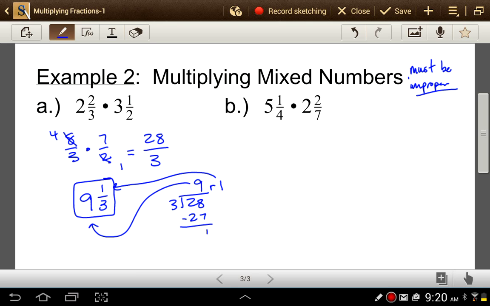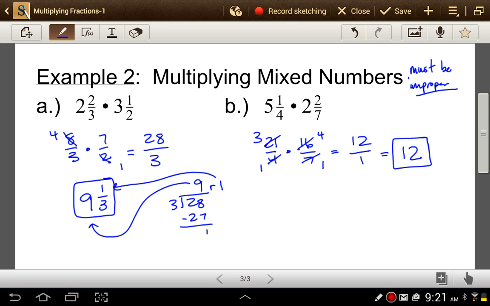Okay, for B, 4 times 5 plus 1 is 21/4 times 7 times 2 plus 2 is 16/7. I'm going to look to cross cancel. So 21 and 7, yes, 7 goes into both of those. 7 divided by 7 is 1. 21 divided by 7 is 3. 16 and 4, well, 16 divided by 4 is 4. 4 divided by 4 is 1. Now when I multiply, I get 12 over 1. Anytime it's over 1, that just represents the whole number. 12 over 1 is the same as 12, so your final answer is 12.